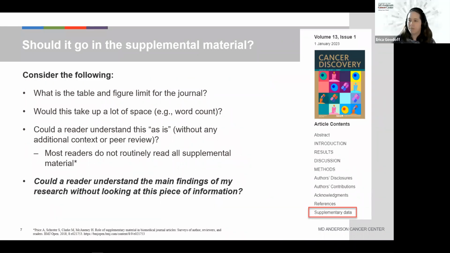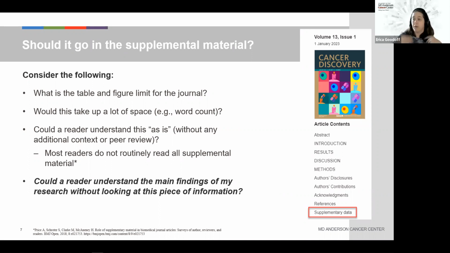So, we said earlier that journals have different approaches to whether they consider supplemental material integral or additional. And that can vary by journal. So it's important to know what your journal's approach is when you're thinking about which journal you're going to submit your manuscript to.